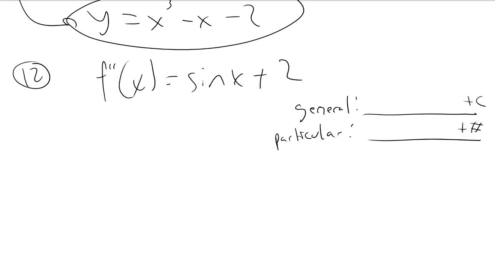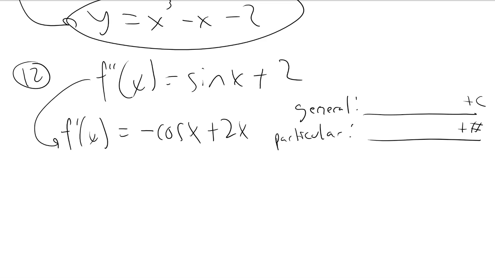Okay, so the solution to this, we could go from the second derivative to the first derivative by integrating. The thing I could take the derivative of to get sine x would be negative cosine x. The thing I could take the derivative of to get 2 would be 2x. And without more information, I need a plus c.